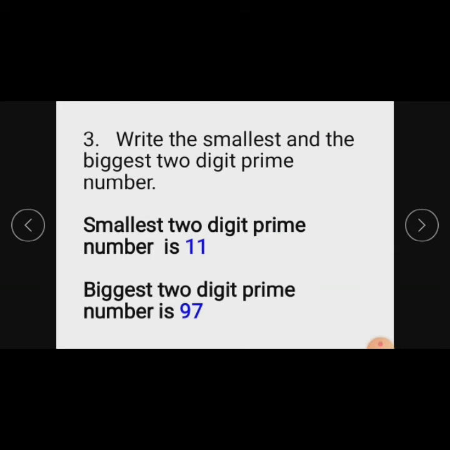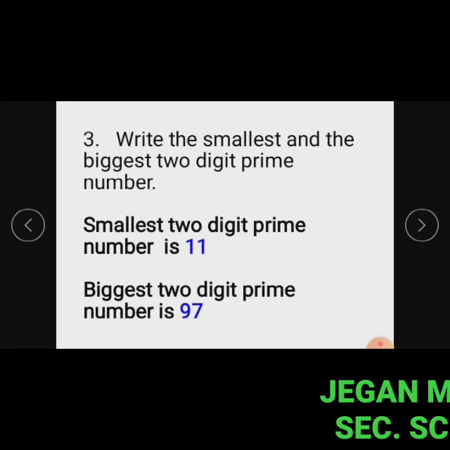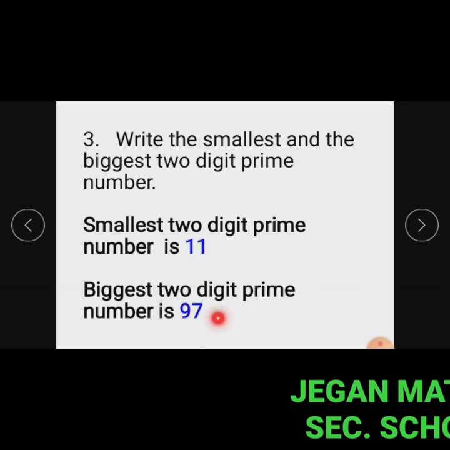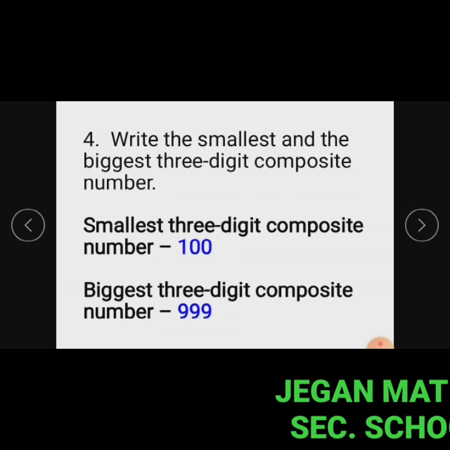Question number 3. Write the smallest and biggest two-digit prime number. Smallest two-digit prime number is 11 and biggest two-digit prime number is 99. Two-digit numbers start from 10 to 99. So the smallest two-digit prime number is 11 and the biggest two-digit prime number is 97.